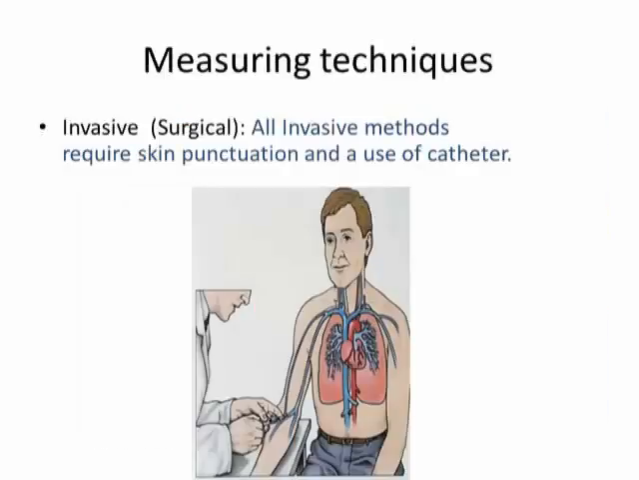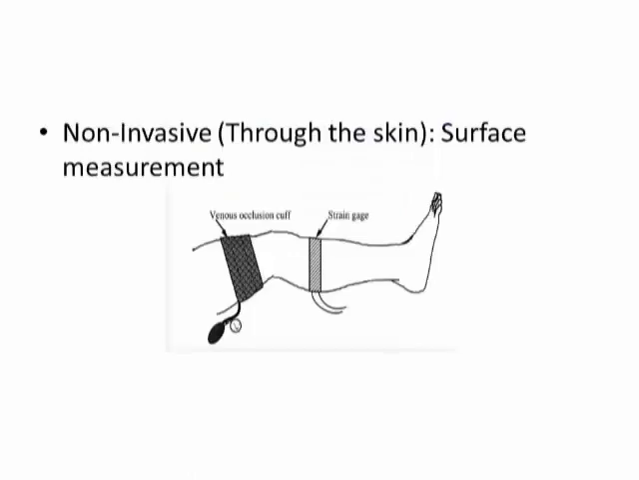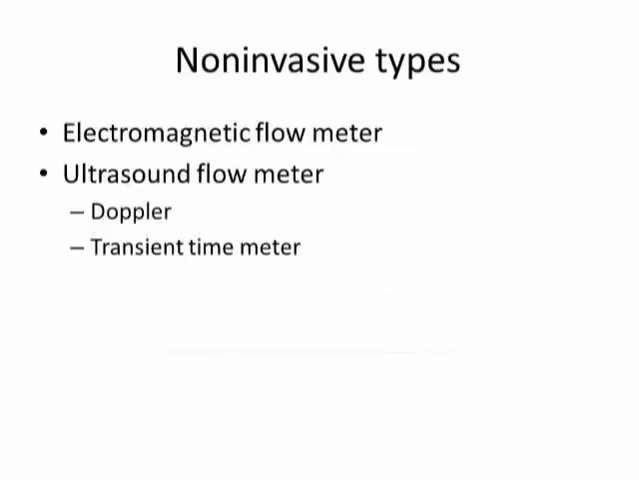Blood flow measurement has invasive and non-invasive procedures, and mostly they are invasive methods. The non-invasive methods are a normal strain gauge measurement, or you can go for an ultrasound method. We'll come to that later.